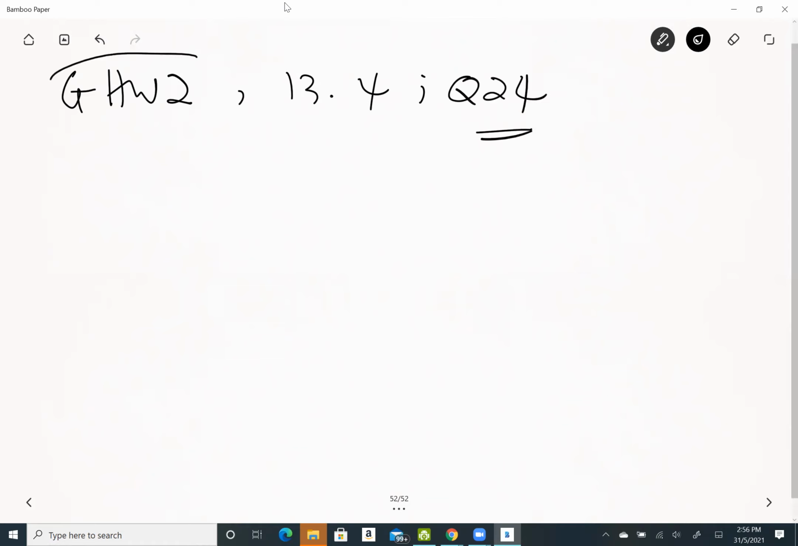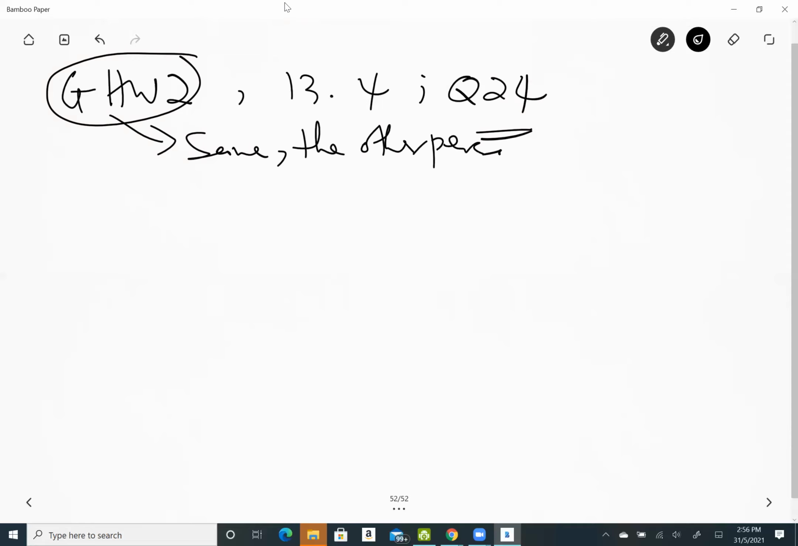Now, when I say group, it means the same group as before. Don't change your group, the same group as homework number 1. But now, the other person will write. If there are only 2 people, the other person writes. We write, but you discuss, okay?